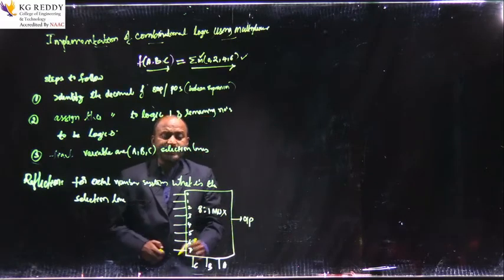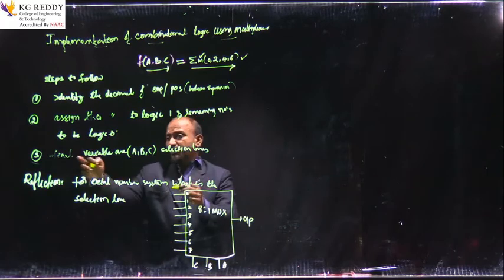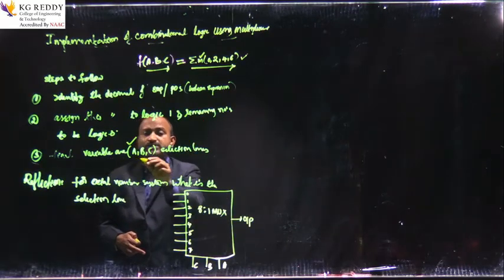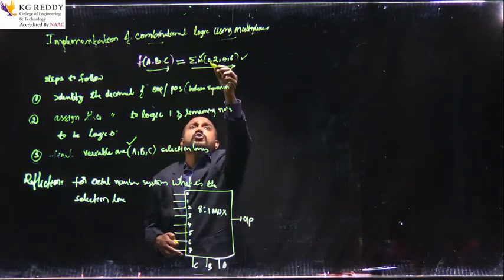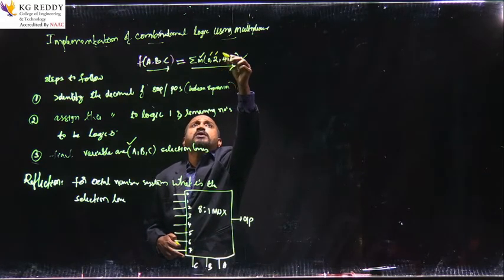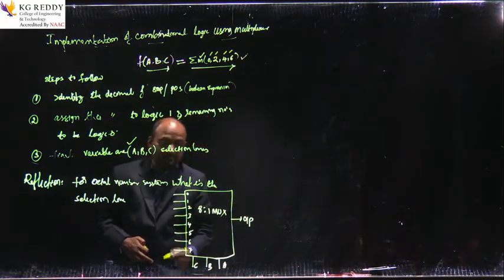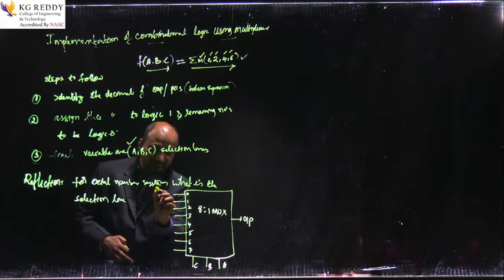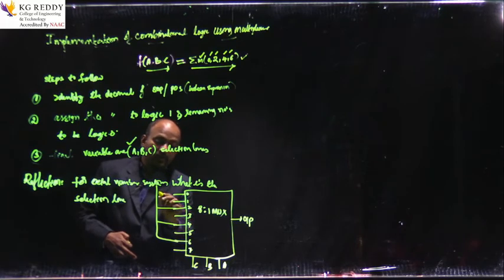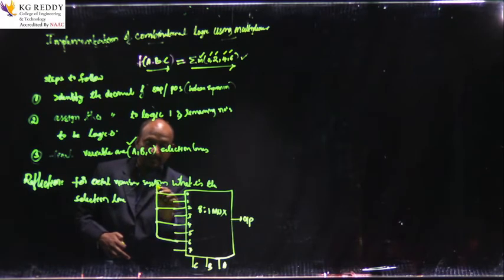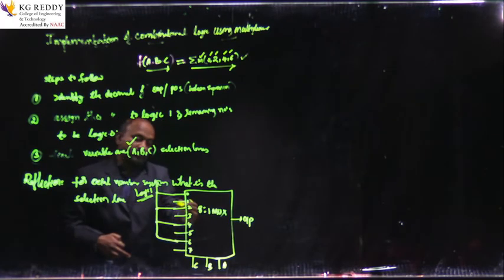Here, as we discussed today, the selection lines are A, B, C, which are the input variables. The input variables act as the selection lines. And we said the given decimal numbers 0, 2, 4, 6 are logic 1. Here I am writing logic 1 for the given decimal numbers.